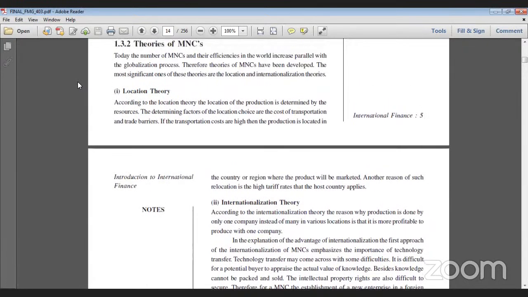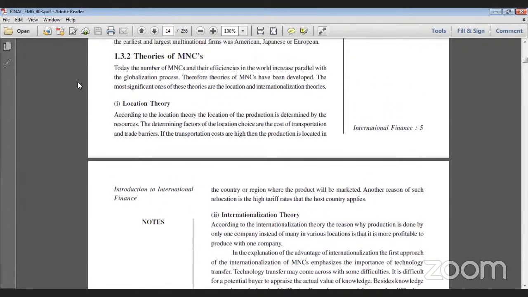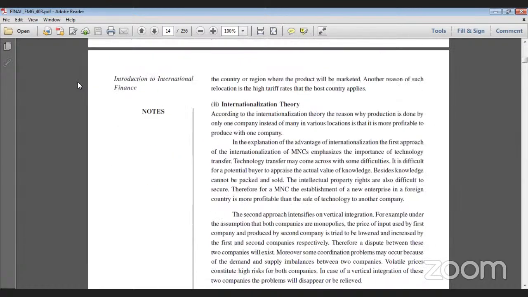In the next lecture, we will go through MNC theories: location theory and internationalization theory. So don't miss it.